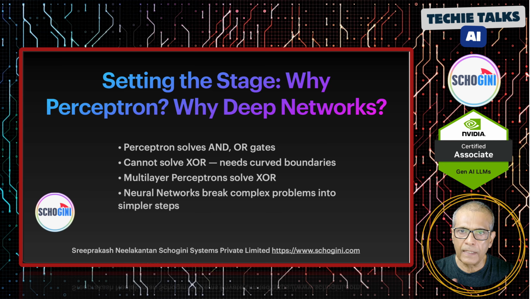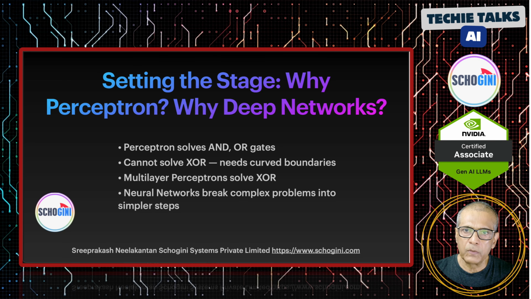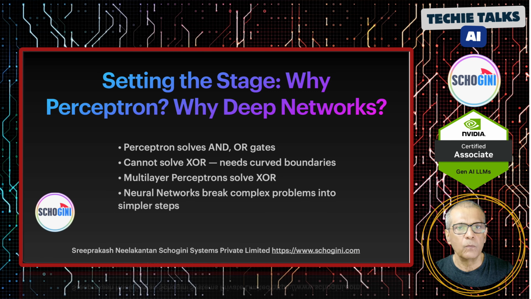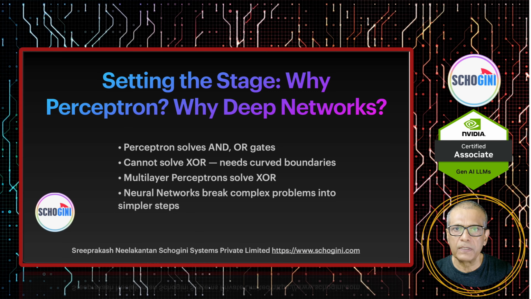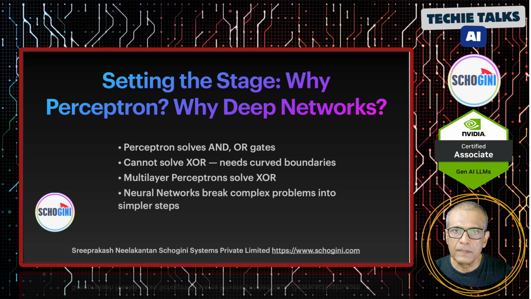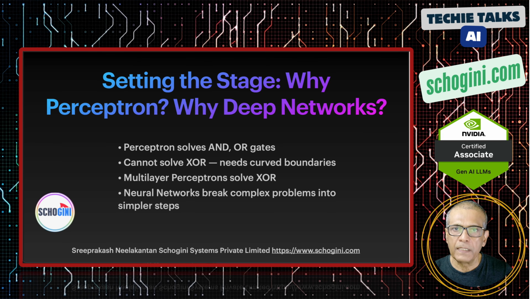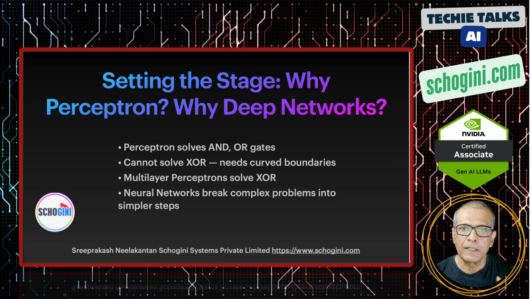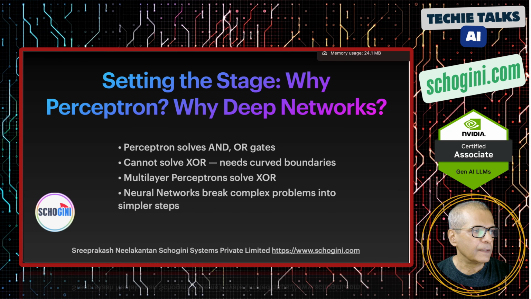Got it? AND gate. So in case of AND gate, we saw output 1 only when both inputs are 1. And OR gate, output 1 if any one input is 1. It does this by learning straight line boundaries between inputs and outputs. However, a single perceptron cannot solve the XOR problem because the XOR has a curved boundary. So let's see what that is.